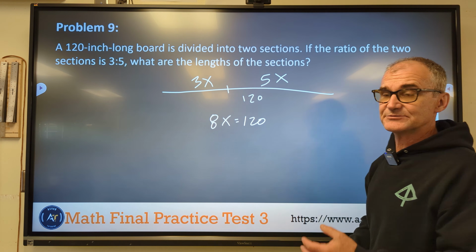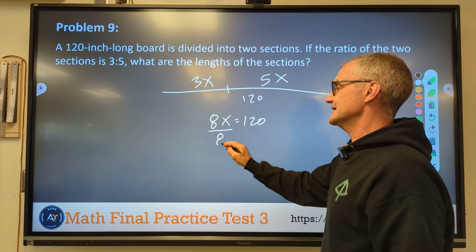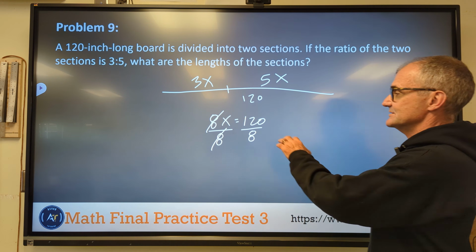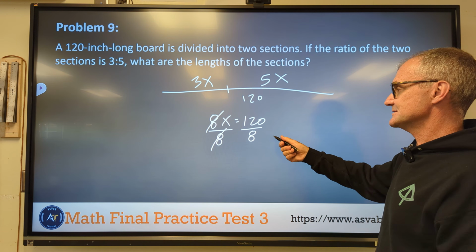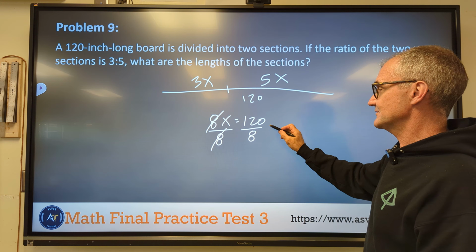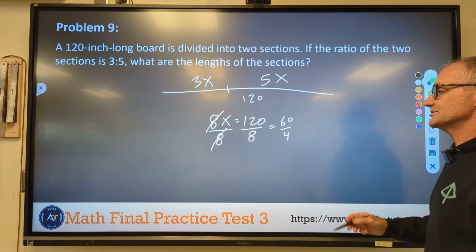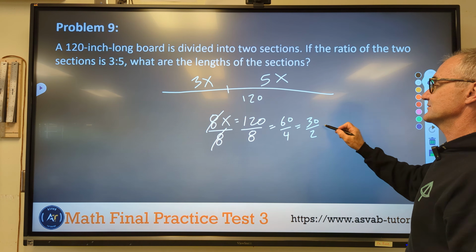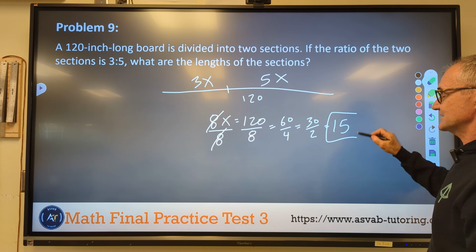Very similar to the last problem, I've got to get that variable x by itself. I divide both sides by 8. x is now by itself. So I've got to reduce that. I could look for numbers that go into either of those numbers, and if you can see it, great. If not, you could just start cutting it in half because they're both even. So 60 over 4. 60 divided by 4 is 15. Or I could just keep splitting it in half. 30 over 2. 30 divided by 2 is 15. So x is equal to 15.